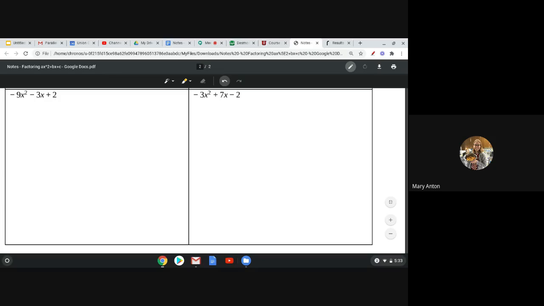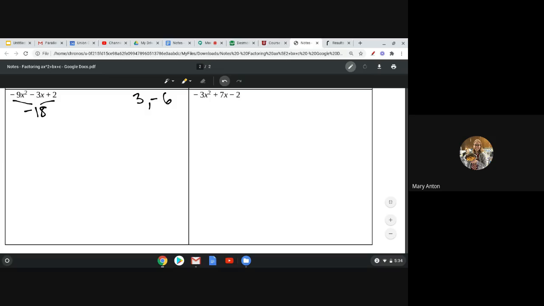So let's take negative 9x squared minus 3x plus 2. What is negative 9 times 2? Well, that's negative 18. Therefore, we need two numbers that multiply to negative 18 and add to negative 3. I'm going to tell you those numbers are 3 and negative 6, because 3 times negative 6 is negative 18, and 3 plus negative 6 is negative 3. And just keep in mind, you can keep using that product calculator if you choose to do so for these types of problems.